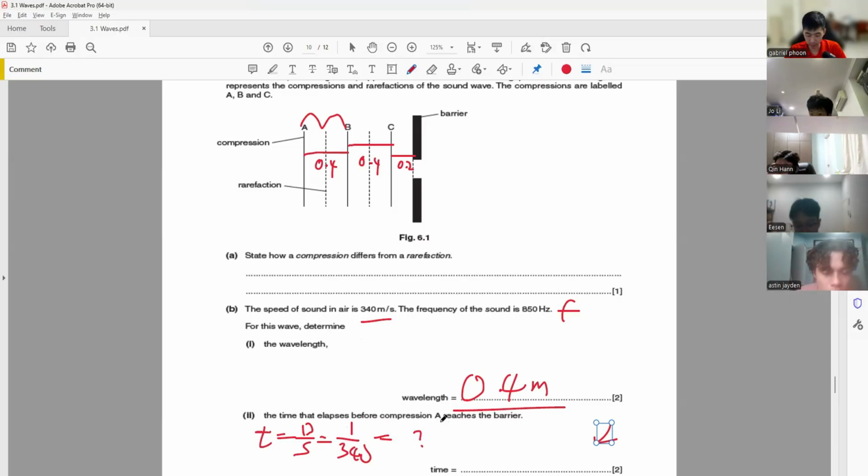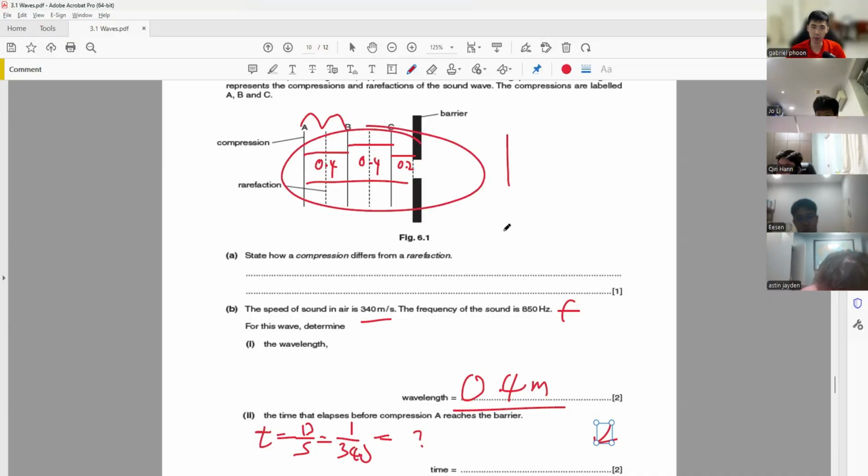But for question B2, if we count the wavelength, like 0.4 times 0.4 times 0.32, is it correct? Times? Why times? Plus. Oh, plus, yeah. It's going to be 1. These 3 plus together is 1. So if they ask for the time, we use distance over speed. Yeah. Distance over speed. Okay.